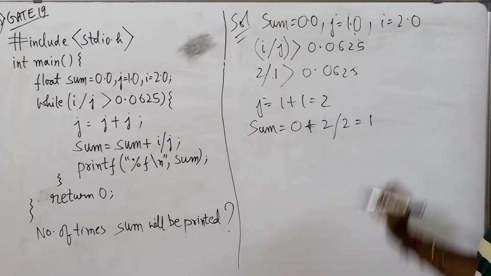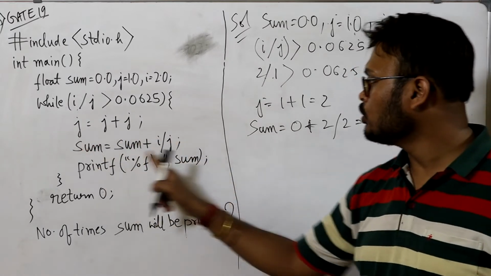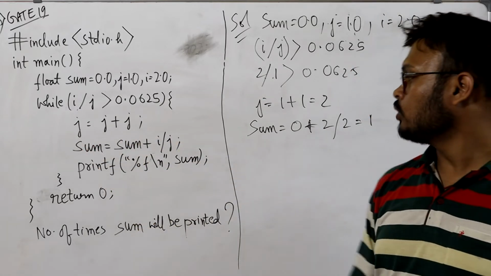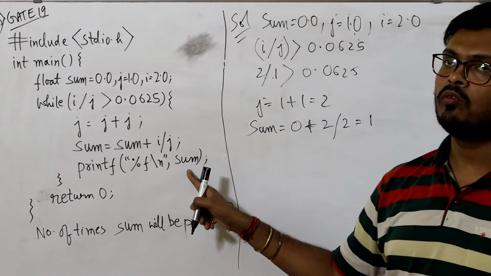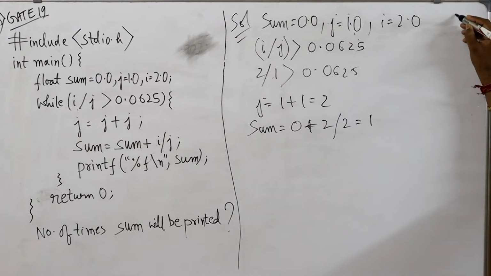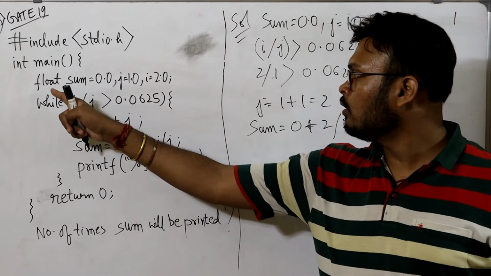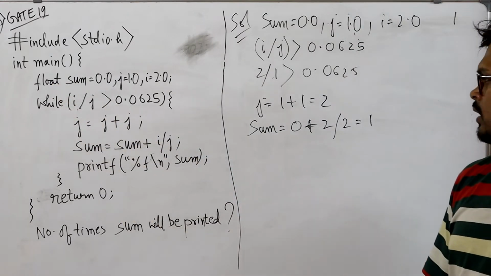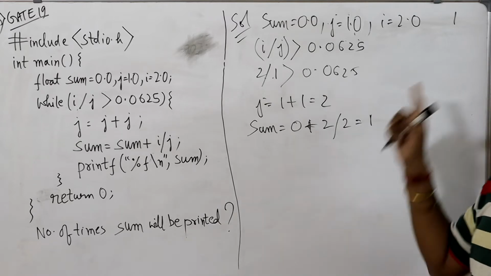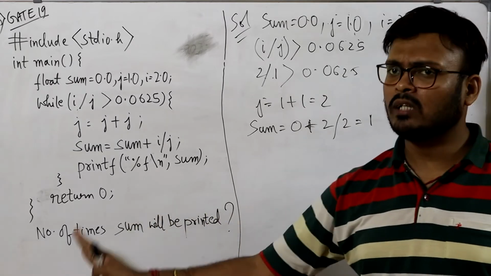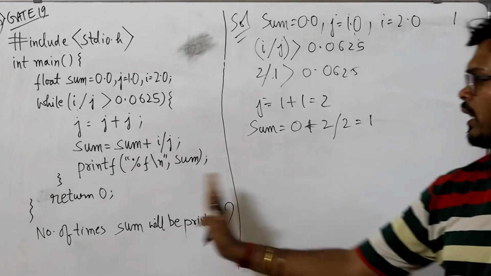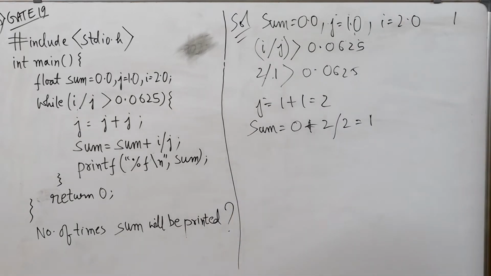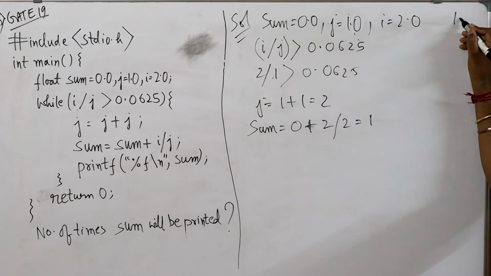Now after execution of this line, we will execute the print line. So if we execute this line, what value of sum will be printed? 1. Actually 1.0 will be printed because all the variables are declared as float. But there is no need to write 1.0 here because they are not asking for the output. They are asking for the number of times the while loop will get printed. Fine. So here you see 1.0 will be printed.